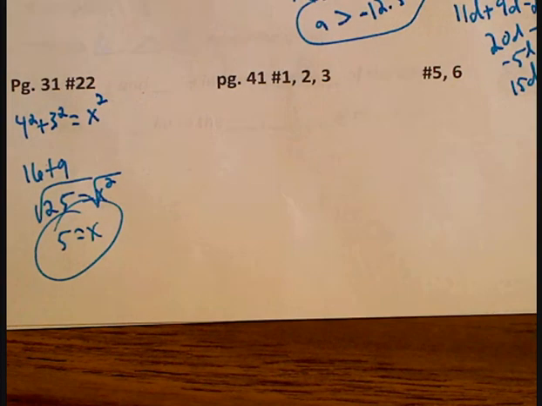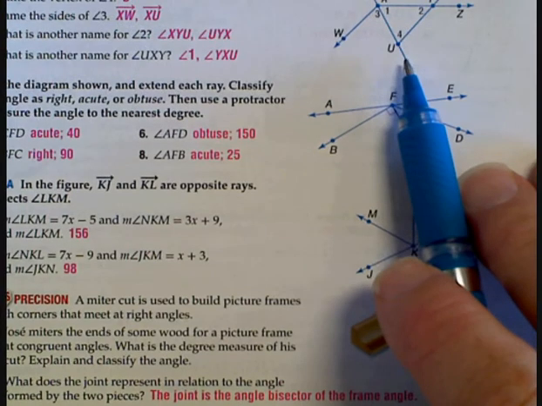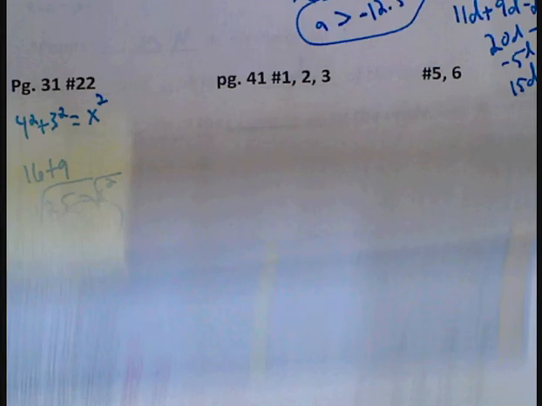So, page 41, number 1. Name the vertex of angle 4. If this is angle 4, my vertex is U.